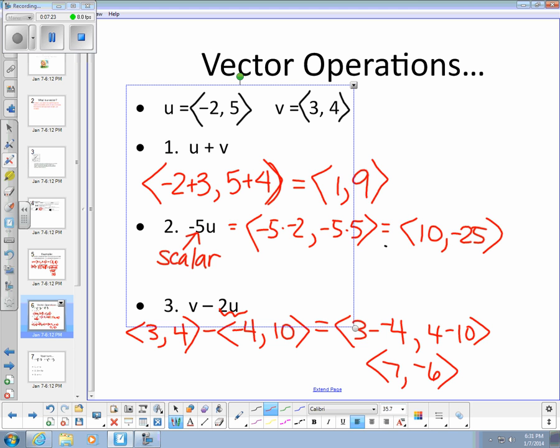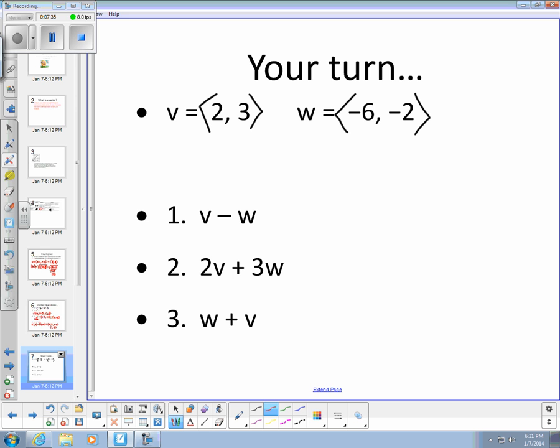So when you're adding or subtracting, you keep the components separate, the horizontals with the horizontals, the verticals with the verticals. Scalar multiplication is like distribution. Now I want you to pause the video and try these 3 problems on your own, and we will work them out in just a minute. Pause it to try it, take as long as you need, and then start the video again.